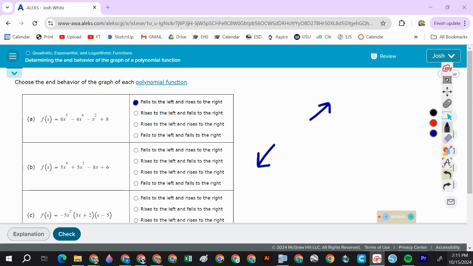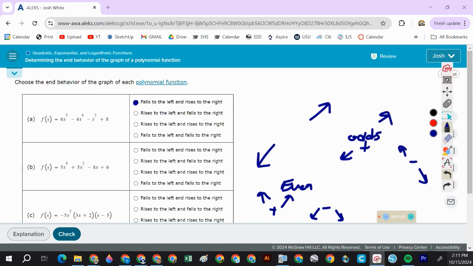So remember, if it's even, that's plus. And if it's negative, it looks like this. And for the odds, this is plus, and this is minus. Okay? All right.